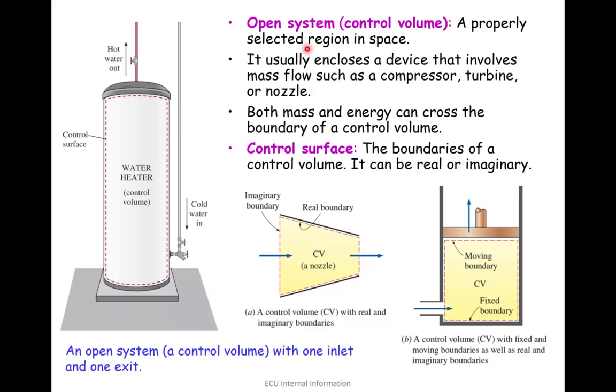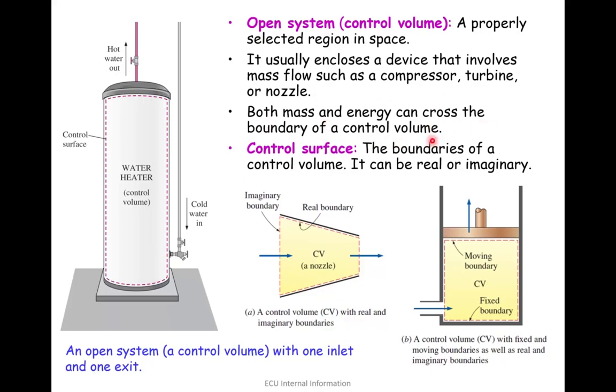If we read this, an open system or control volume is a properly selected region in space. It usually encloses a device that involves mass flow, such as a compressor, turbine, and nozzle. Both mass and energy can cross the boundary of a control volume.